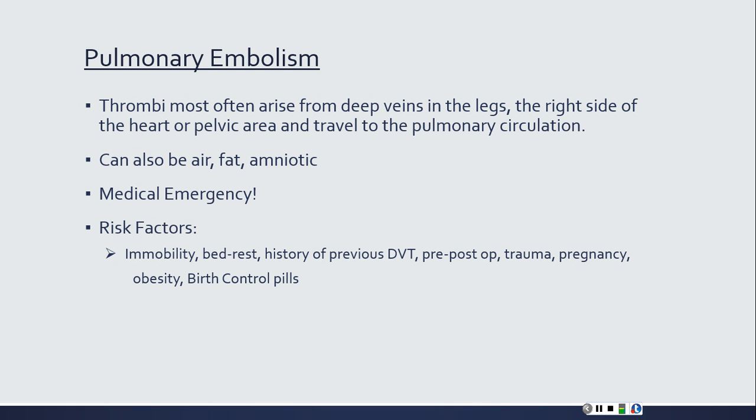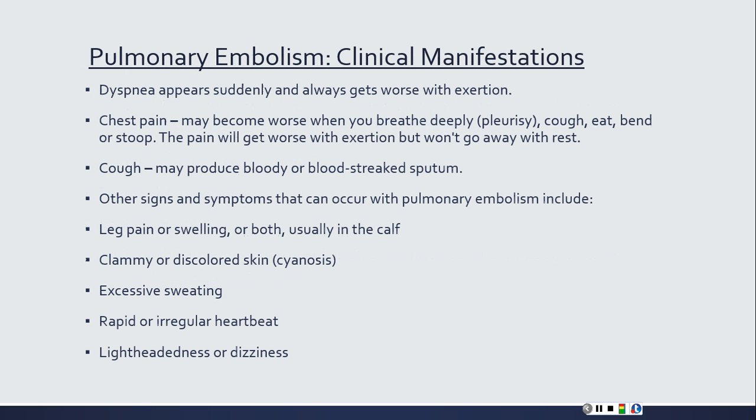Let's see, what else do we got? Pregnancy, obesity, and then birth control pills. You've got the little label on the birth control pills that says, at risk of clotting. There's a reason they have that on there. All right, manifestations of the pulmonary embolism. You need to know these because most of the patients you take care of in the hospital setting are at risk for this, so you need to be able to recognize it.